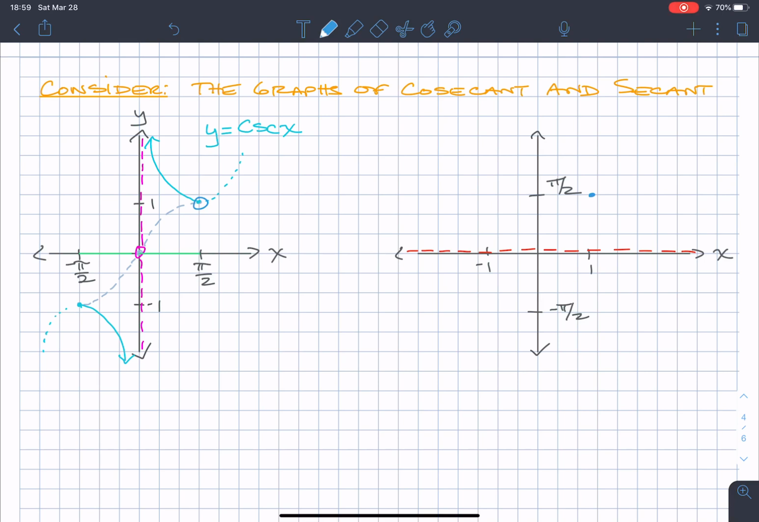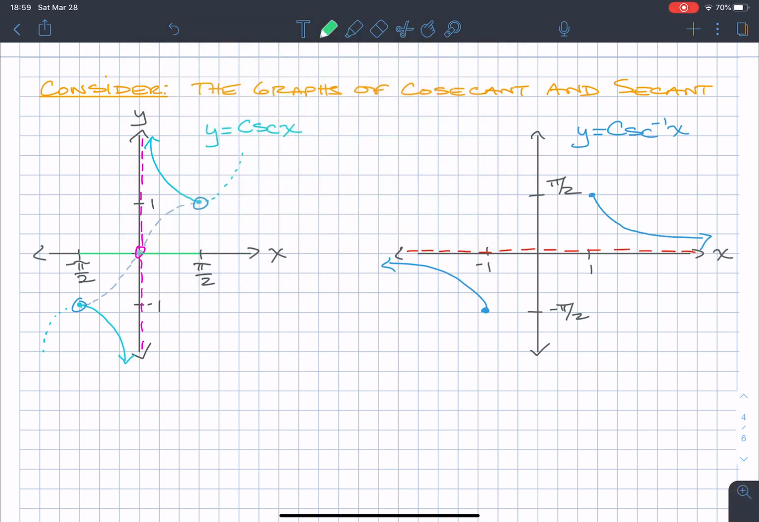And as my values for x approach 0, my values for y become infinite. Hence, as my values for x become infinite, on the inverse function, my values for y approach 0. Similarly, I have the point negative pi over 2, negative 1. So I'll have the coordinate negative 1, comma negative pi over 2. As my values for x approach 0 from the left, my values for y become negative infinite. So as my values for x become negative infinite, my values for y approach 0 on the inverse function. So this is y is equal to cosecant inverse of x.